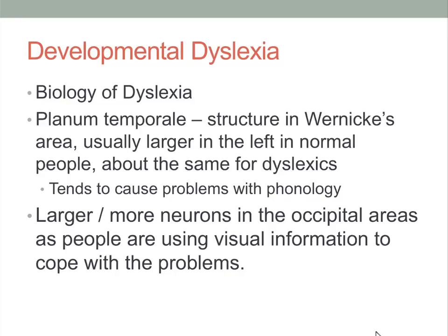So more neurons in occipital areas, people are sort of using visual information to cope with a problem. So if I have fewer neurons in an area that's supposed to be for sound, I tend to bias it towards the neurons in the visual cortex to help me deal with that. And that tends to make me move away from using sounds and towards using that lexical route, which is good until I hit a new word and then I don't know how to pronounce it.